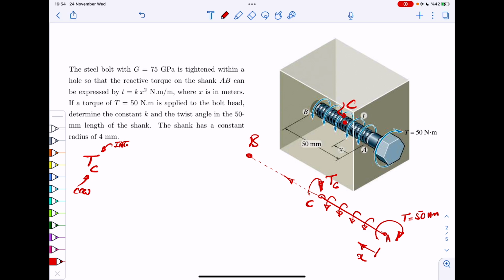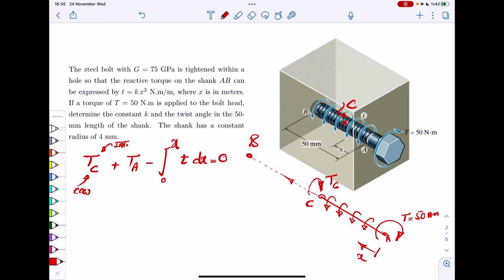If you look at it in our usual system, it looks weird. It looks clockwise, but pay attention that x is in this direction. So you should look at it this way, and that's counterclockwise. Okay, so that's TC. Then you have TA minus the integral from 0 to x of t dx. Does that make sense? Okay, so this is what we have.